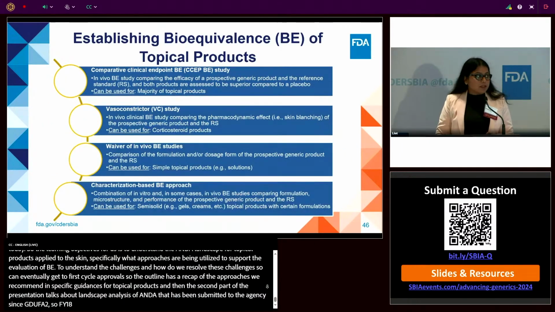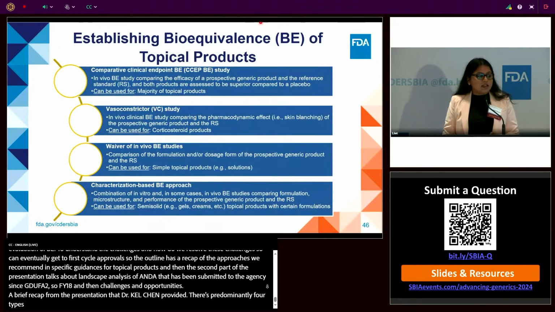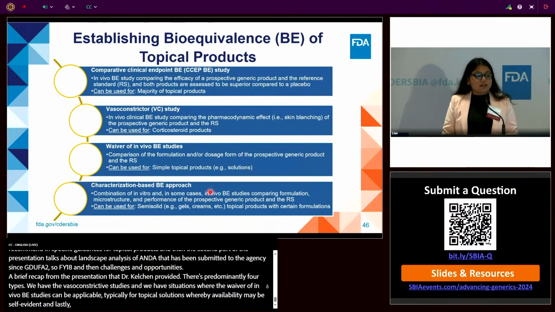So a brief recap from the presentation that Dr. Kelchen provided yesterday morning. There are predominantly 4 types of BE studies that are currently recommended within the guidances for topical products. We have the comparative clinical endpoint BE studies. These can be used by all products irrespective of the formulation. Then we have the vasoconstrictor studies. These are typically used by corticosteroid products. We have situations where a waiver of in vivo BE studies may be applicable, typically for topical solutions where bioavailability may be self-evident. And lastly, the characterization-based approaches that have been developed within the scope of the GDUFA Regulatory Science and Research Program.